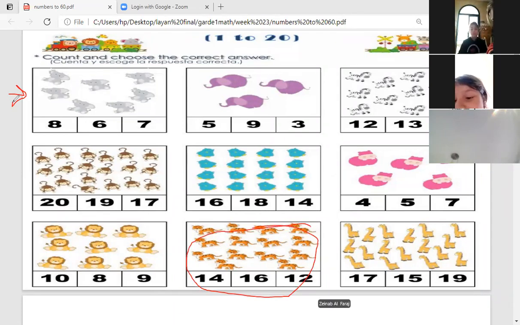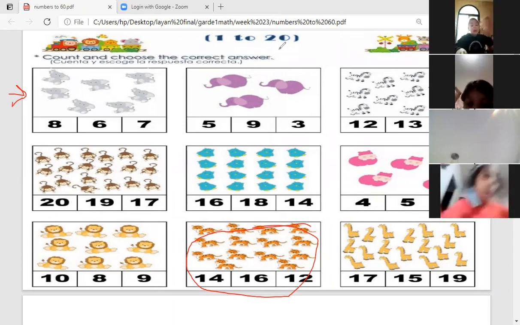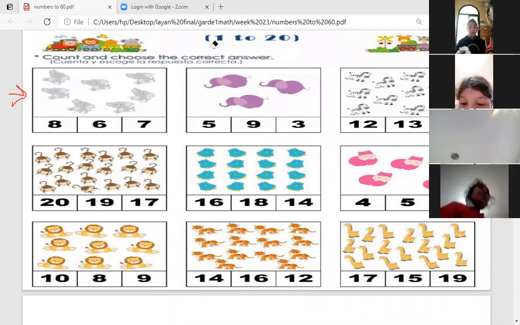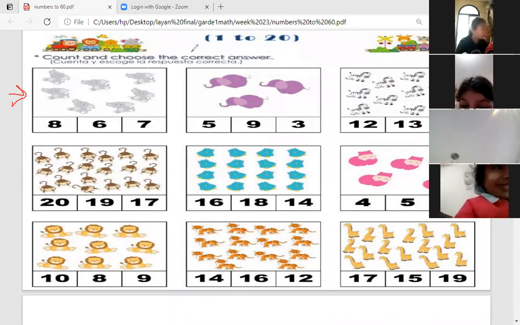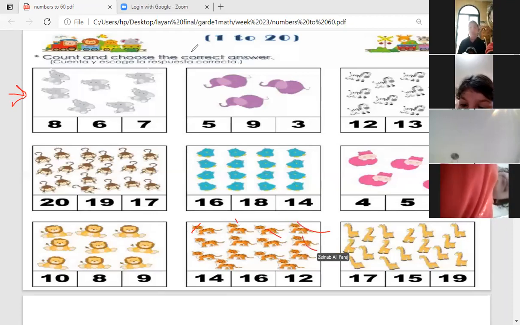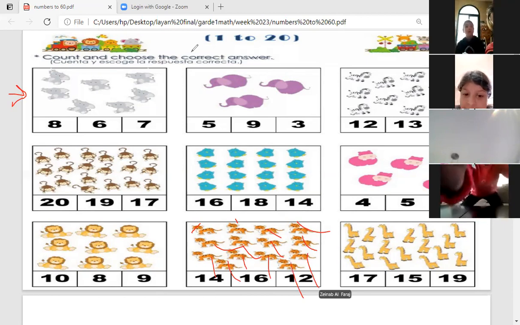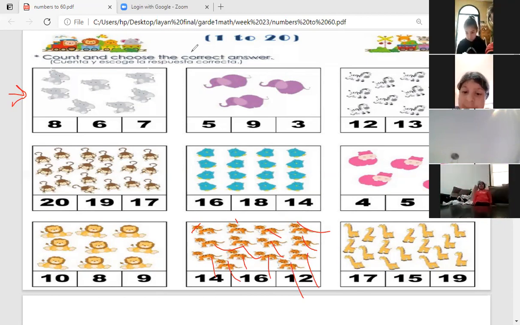Okay, let's solve this one. How many tigers do we have here? Okay, tigers. Yes, count. One, two, three, four, five, six, seven, eight, nine, 10, 11, 12, 13, 14. Excellent. Circle 14. For the students who are joining late, good morning.